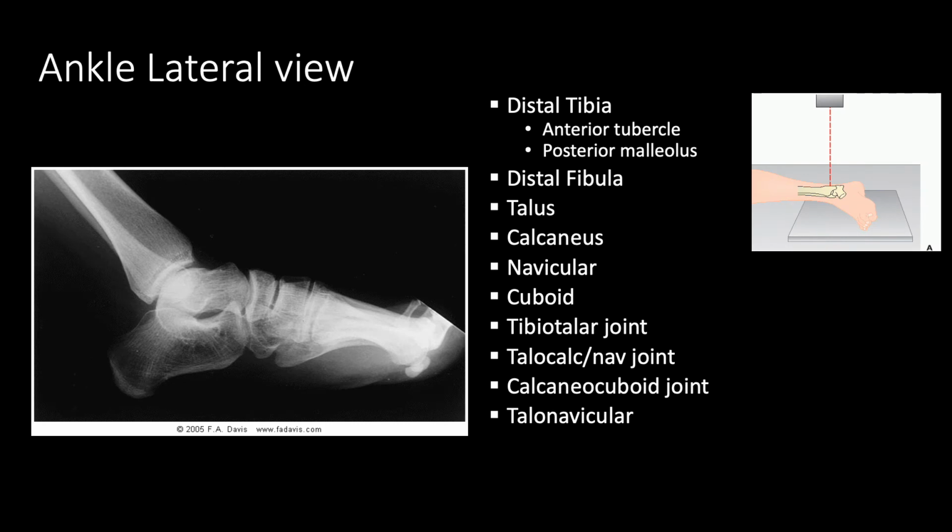The lateral view, here you're able to see the distal tibia, with the fibula typically overlying it. You see some of the talus here. You'll also see some of the calcaneus well here. You may be able to see the navicular and some of the cuboid in the background. So you'll be able to primarily see the midfoot and rear foot along with the ankle in this projection.